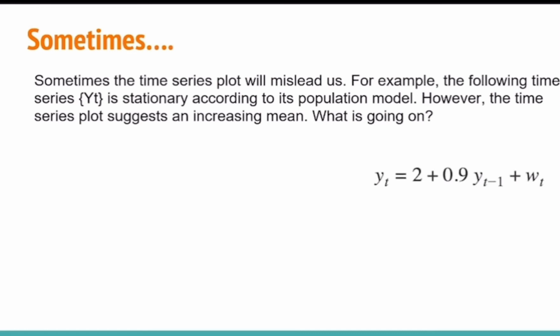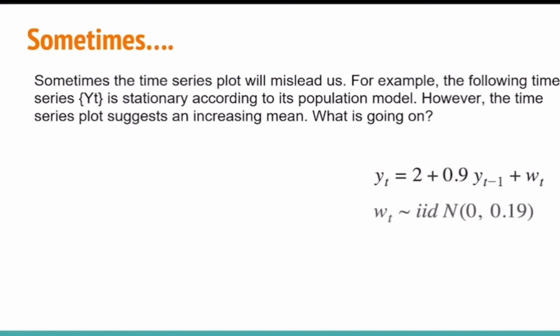Now, how are we going to know? Let us pretend. Let us generate data; we're working with this model now. Looking at what I said, for example, the following time series Y_t is stationary according to a population model. Looking at this population model, we are assuming stationarity. We don't expect any conflict from the time plot, because we've already generated a stationary one.